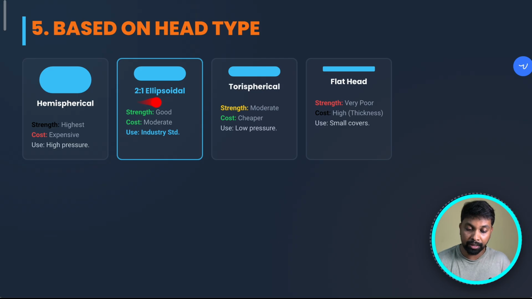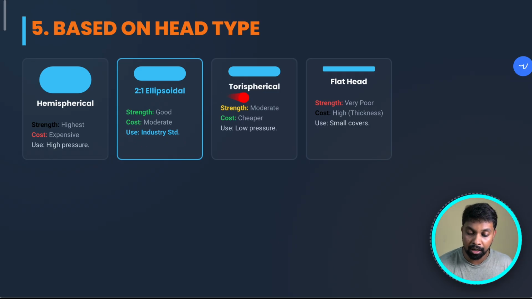But this 2:1 ellipsoidal head we can see everywhere. Almost in most industries we can see the 2:1 ellipsoidal head. That is because it has good strength compared to torispherical and flat ends. The forming cost is really cheap. That's why it is used in almost all industries.